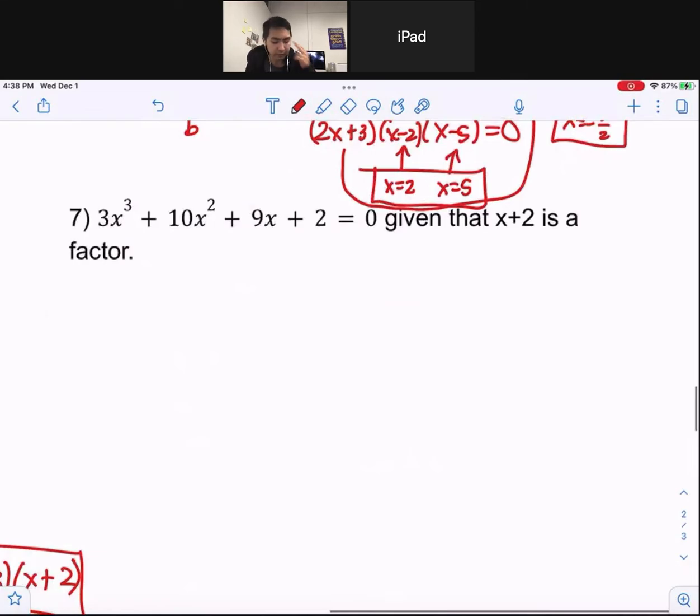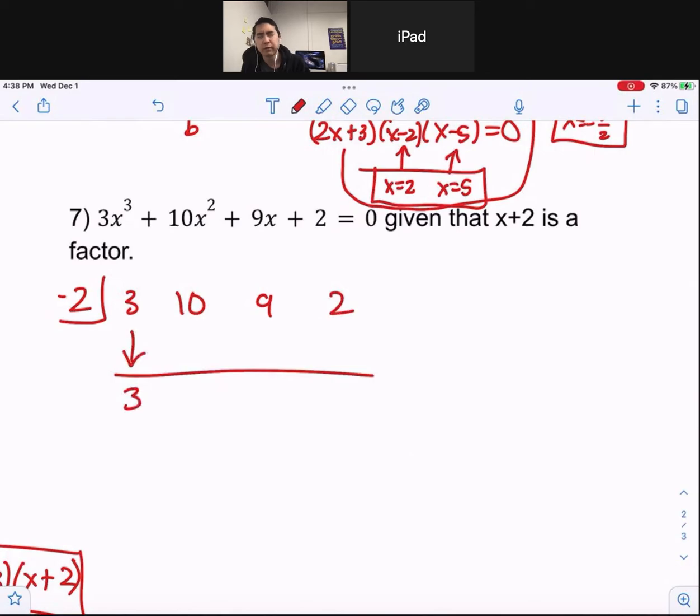Last one, number 7. We have a factor of x plus 2, so the opposite is -2, and the coefficients are 3, 10, 9, and 2. Drop the 3. Negative 2 times 3 is negative 6. Add, we get 4. 4 times negative 2, negative 8. We add, we get 1. 1 times negative 2, negative 2. We add, we get 0.